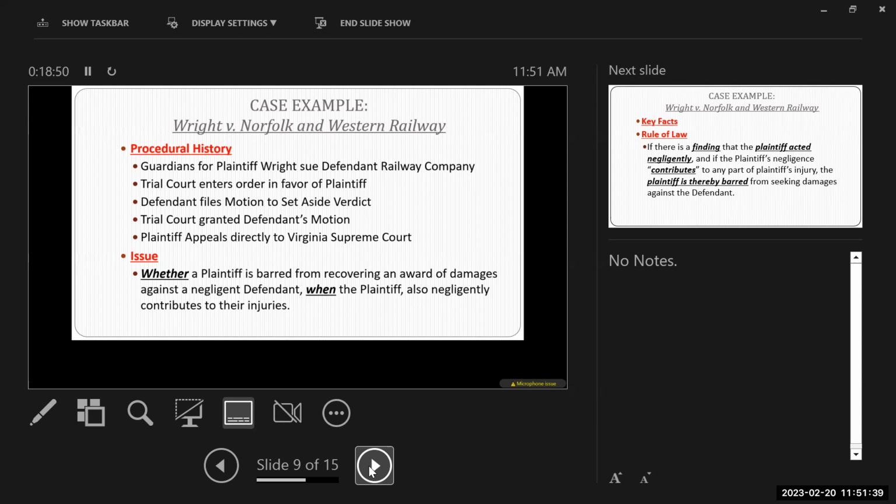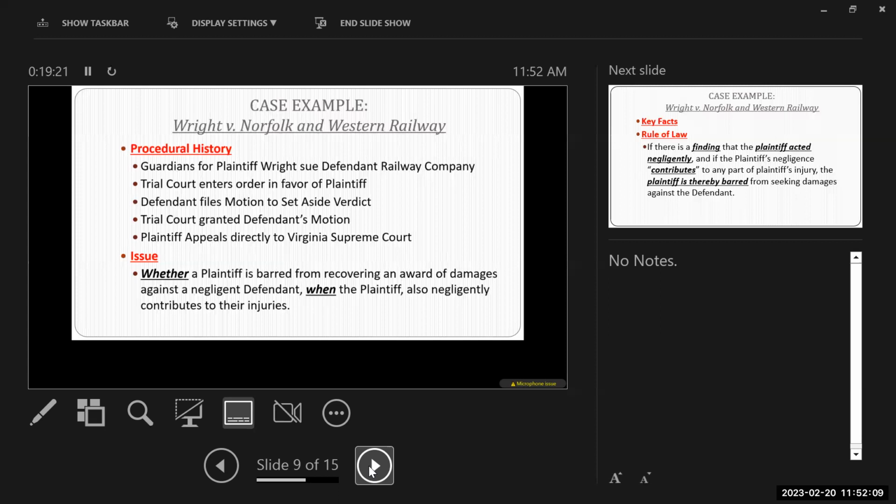So let's talk about Wright v. Norfolk. This is a case that is going to give us a working example of what the doctrine of contributory negligence looks like when it's outside of just words on a page, right? Here is the living, breathing version of the doctrine of contributory negligence.